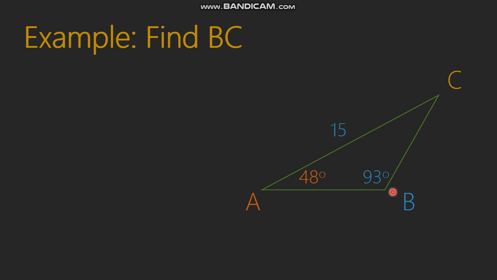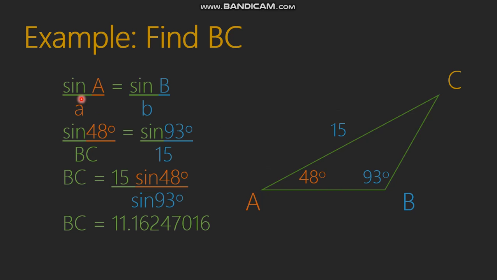So we're going to solve an example, and we're going to find in this triangle the length of side BC. Now, first of all, we have angle A given to be 48 degrees, and we have angle B given to be 93 degrees, and we have side AC given to be 15. So first of all, we're going to say that sine A over A equals sine B over B. What is sine A? Well, A, as we said before, is 48 degrees. So instead of A, we're going to put in 48 degrees over BC.